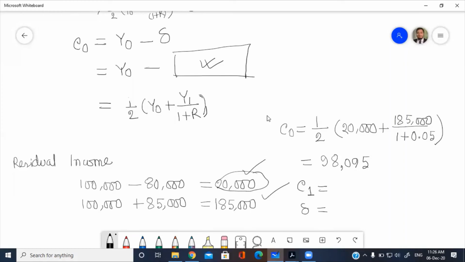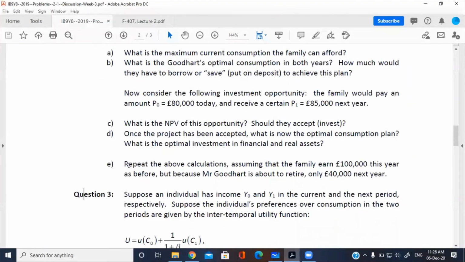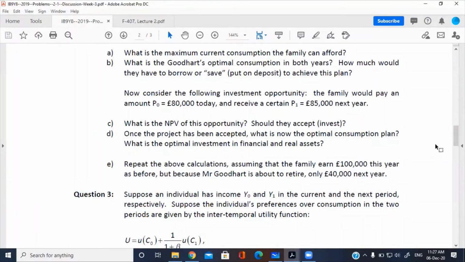Okay. So if you look at the last problem, repeat the above calculation assuming that the family earns 100,000 this year. That means it is the same as the previous, as Mr. Goodhart is expecting to earn 100,000 this year. So there is no change here. But in future, next year, he is expecting to have only 40,000.